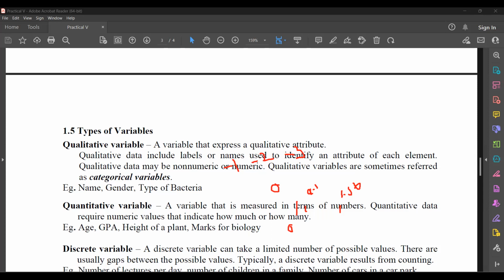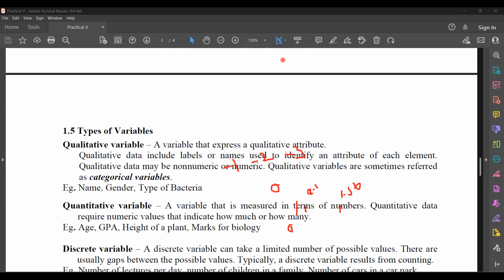However, they are still numerical, right? Numerical, but discrete. Number of lectures per day is another example. Okay, so that's about discrete variables. And then we are going to discuss continuous variables.